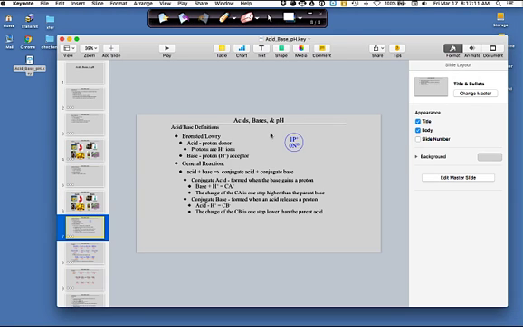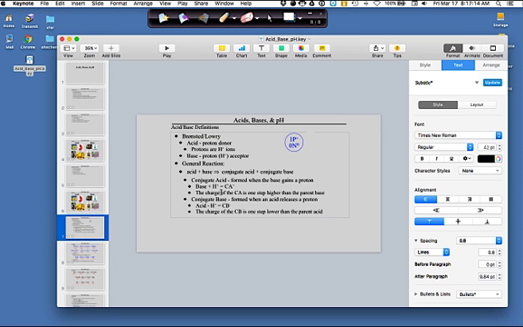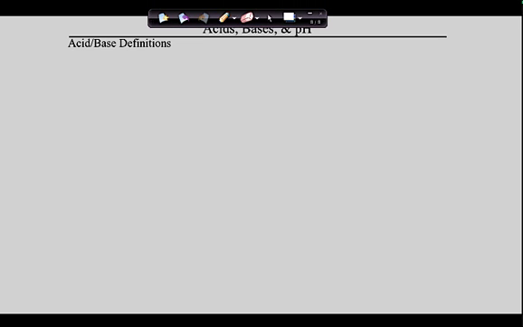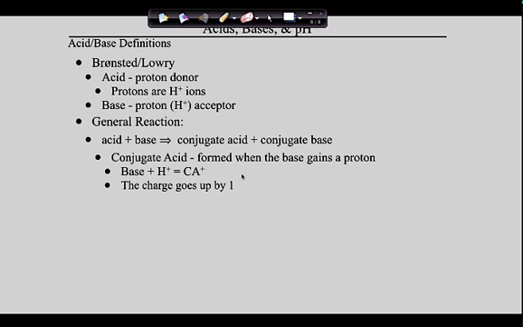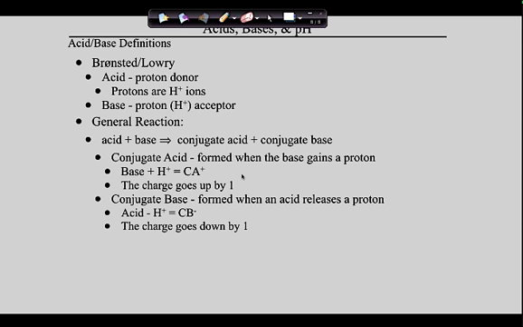I'm going to change that. The charge, we'll just say, goes up by 1. Oh, that's an I. And the charge, that'll be enough to remember, goes down by 1. Okay, that'll work. Perfect.